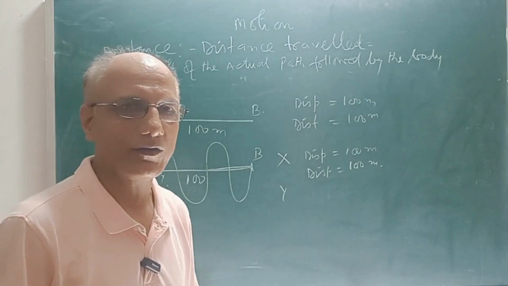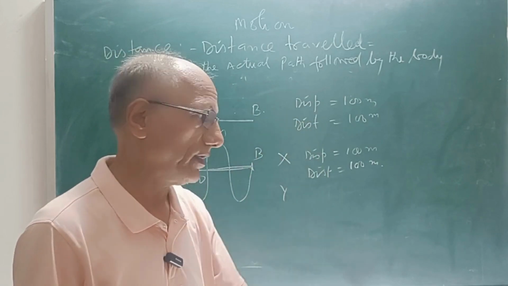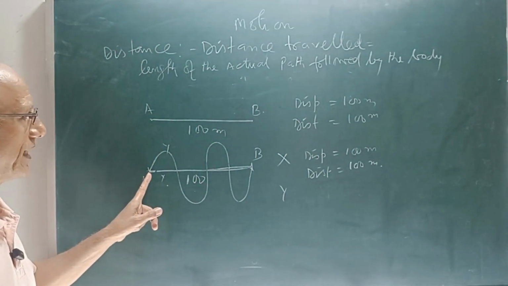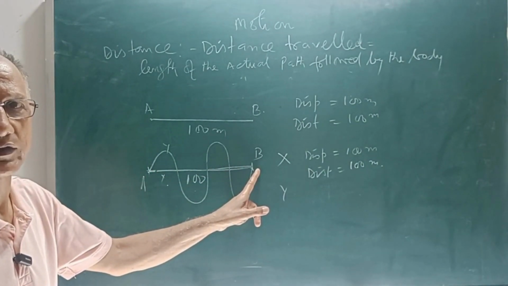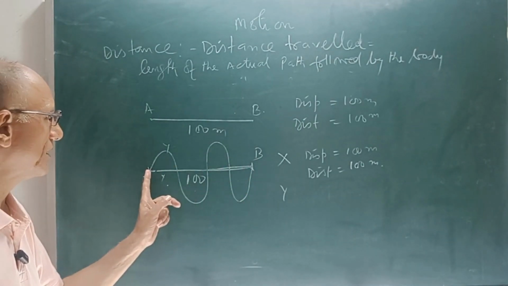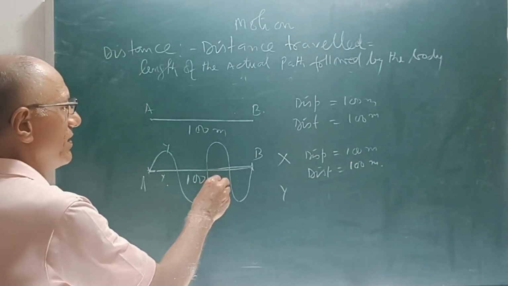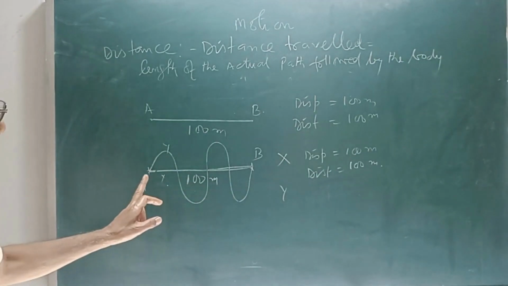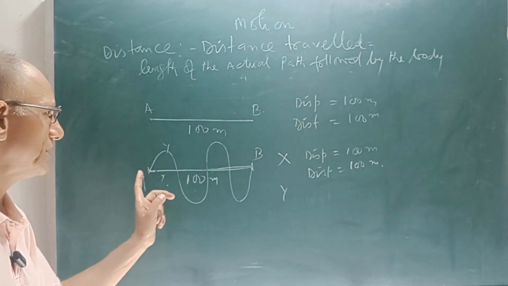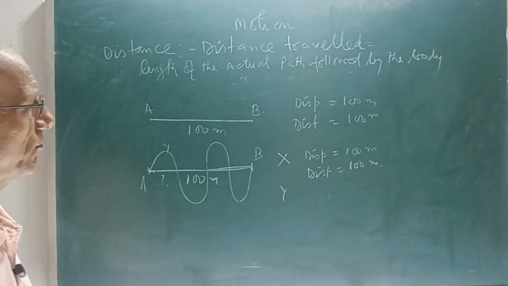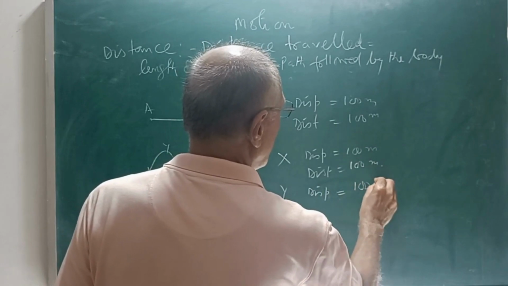More than 100 meter? No. Remember, what is displacement? Change in position. Initially, x was at A and finally he was at B. So displacement was the distance between the two positions, that is 100 meter. In case of y, initially y was at A and finally he reached B. So what is the change in his position again? It is again 100 meter. So displacement for y is also 100 meter.